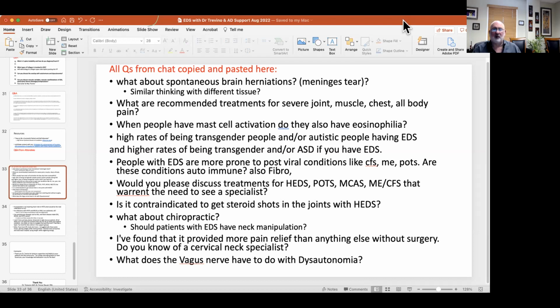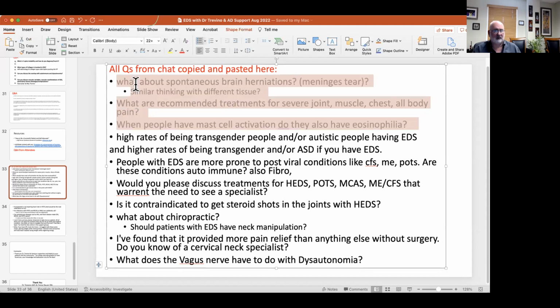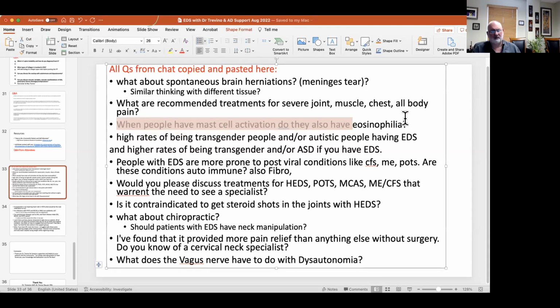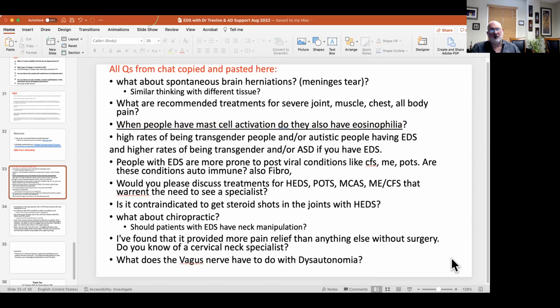When people have mast cell activation, do they also have eosinophilia? Eosinophilia is common in people who have multiple diseases like parasites and eosinophilic esophagitis, etc. I don't think the mast cells and the eosinophils are completely related, although I do see a correlation with people who have eosinophilic issues and these disorders. But whether they're completely related, I don't think so.